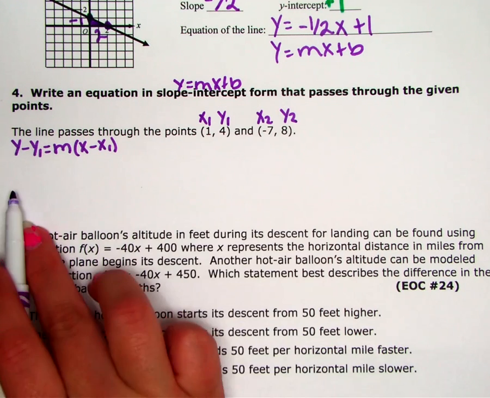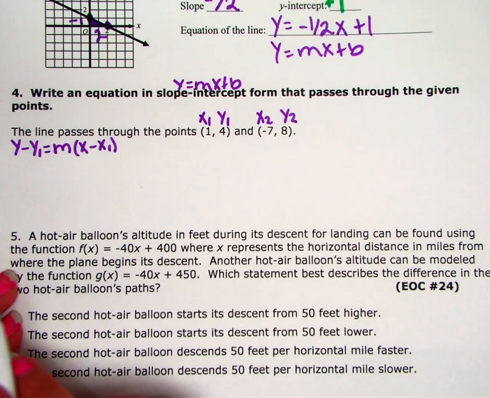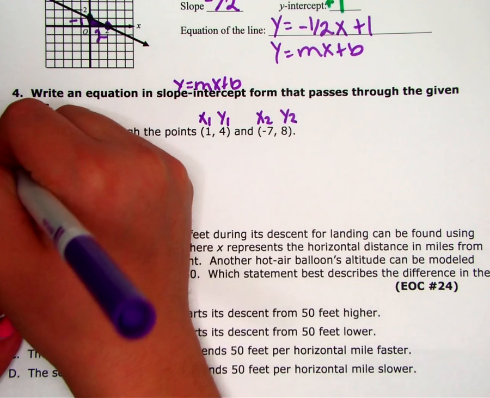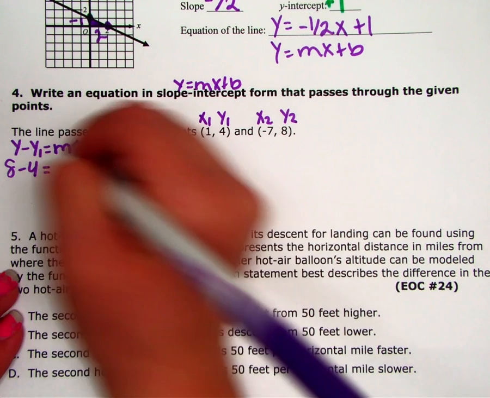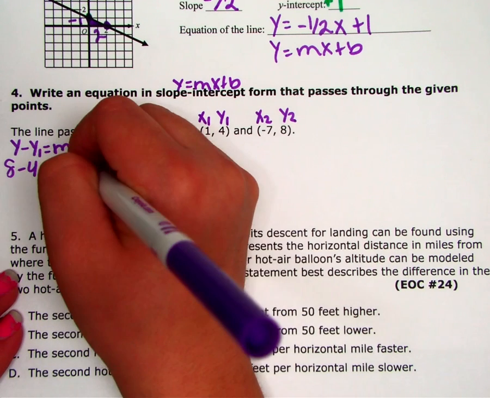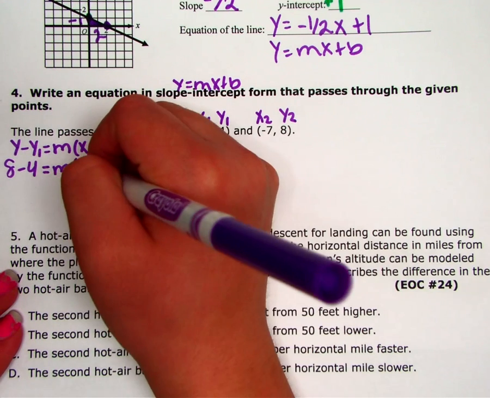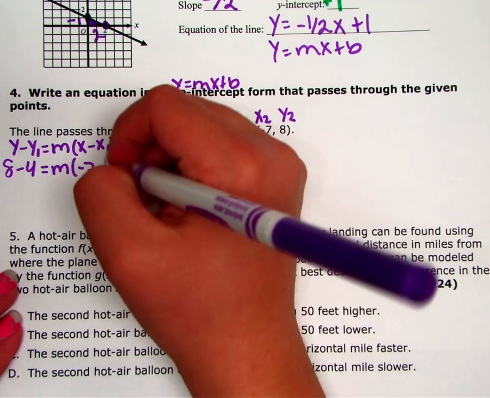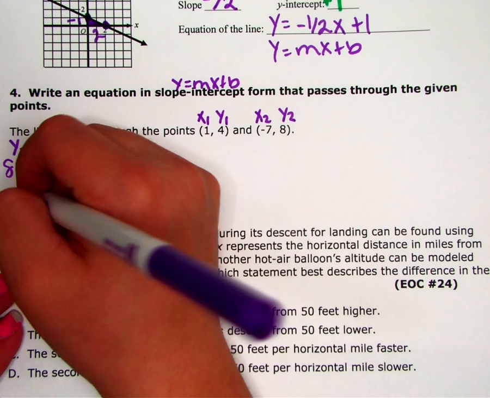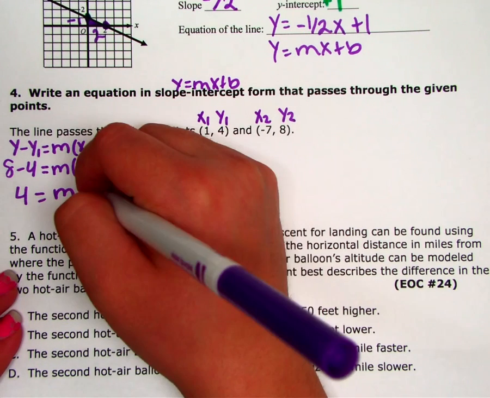So we're going to replace the y's and the x's with the points that they gave us. So that's going to be y2 is 8 minus 4 from here and right here. We don't have the slope, so we're going to leave that as an m. Our x2 is negative 7 minus our x1, which is 1. And let's go ahead and reduce this. We're going to have 4 is equal to m over negative 8.